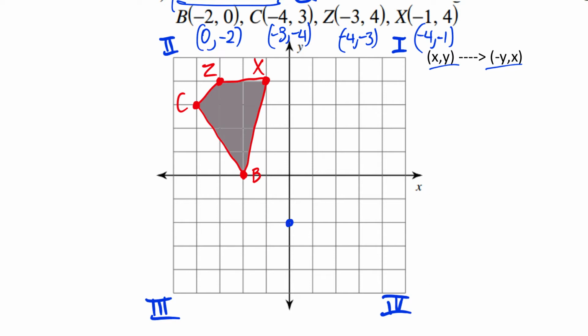So 0, negative 2 is B prime. Negative 1, 2, 3, 1, 2, 3, 4 is C prime. Negative 4, negative 3 is going to be Z prime. And then negative 4, negative 1 is X prime. And it should look like that.